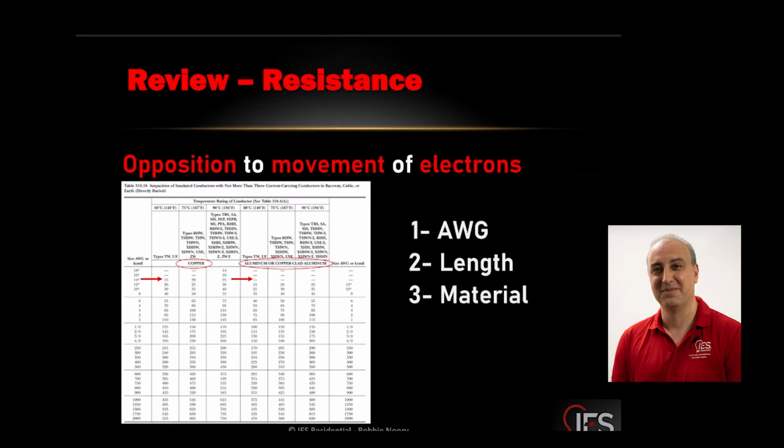So resistance for us is a big thing. And aluminum is a good conductor, but copper is better. And you see how they're separated.